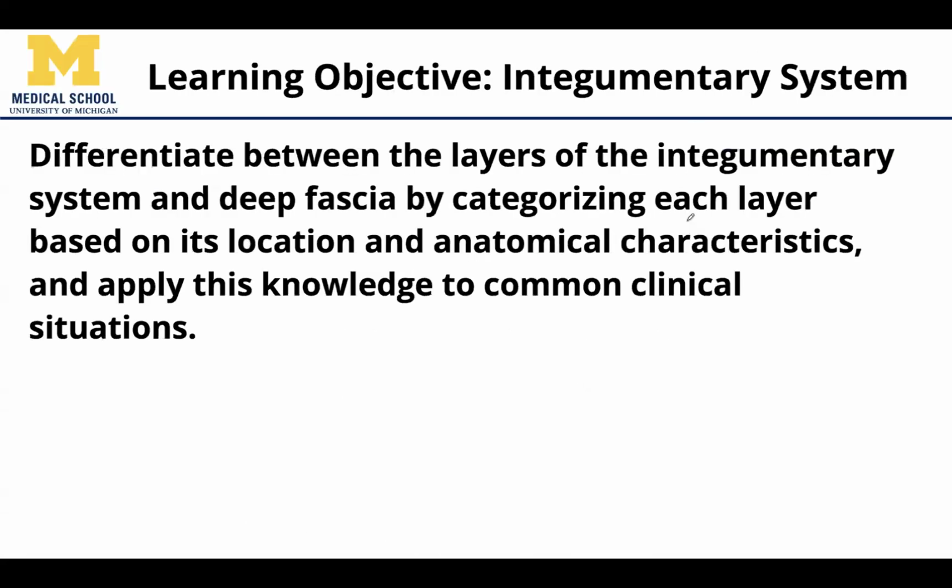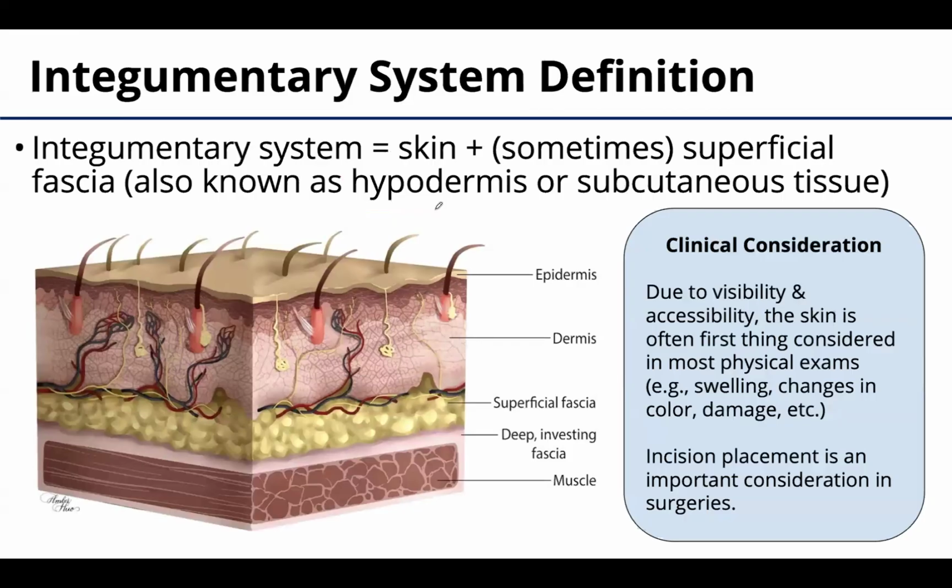So specifically, after this video, we should be able to differentiate between the layers of the integumentary system, as well as the associated deep fascia. We will differentiate these based on location as well as anatomical characteristics, and then we'll apply this knowledge to some common clinical situations.